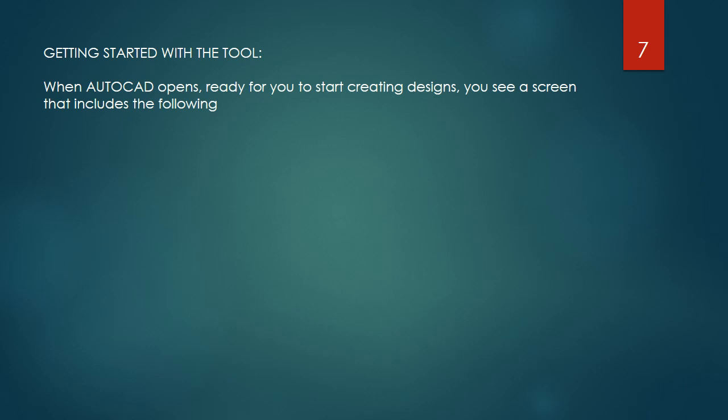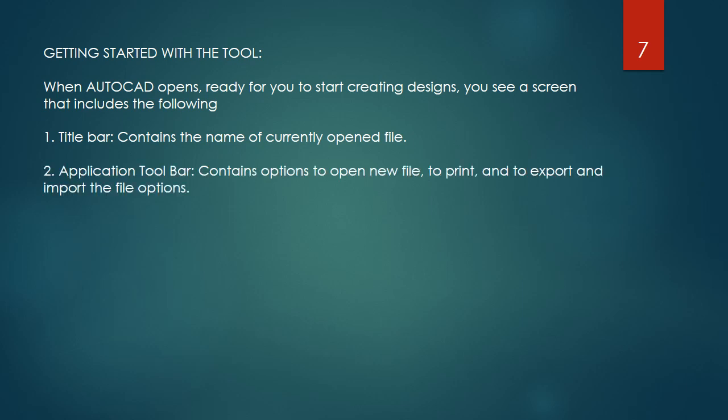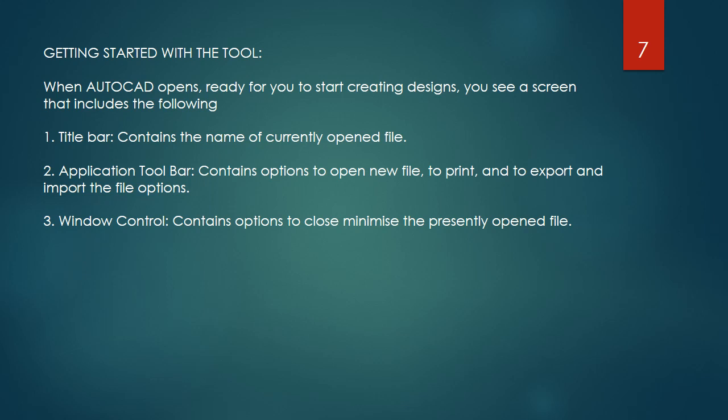When AutoCAD opens, ready for you to get started creating designs, you see a screen that includes the following, that we have already reviewed in the previous slide. The title bar contains the name of the currently open file along with the version. The application toolbar contains options to open a new file, to print, and to export and import files. Window control contains options to close or minimize the presently open file.